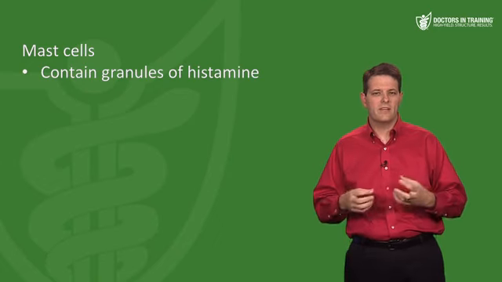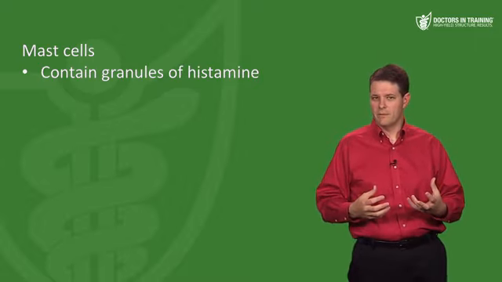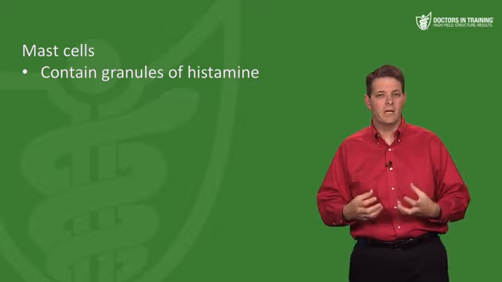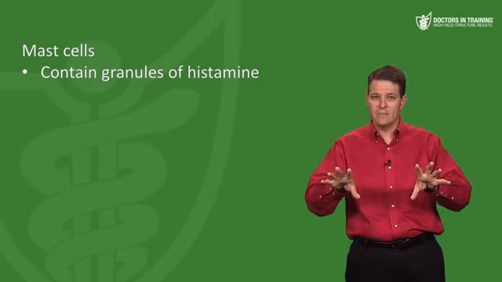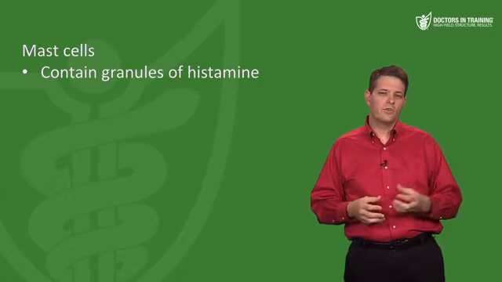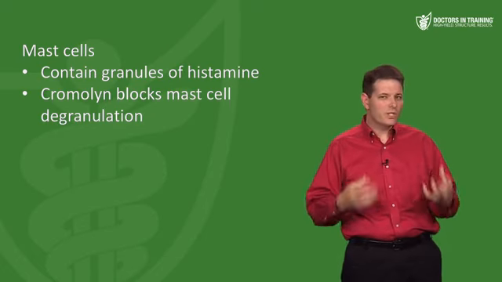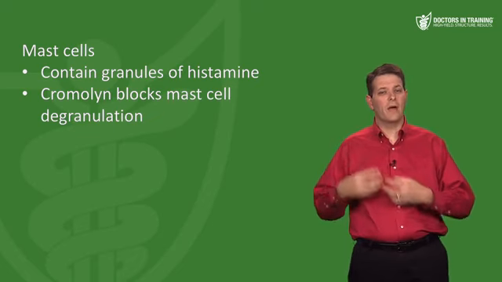Mast cells are a type of granulocyte that mainly reside in mucosal tissues in the skin. Mast cells contain granules of lots of things, but one of the most important things is histamine. And we've mentioned that histamine causes vasodilation and increased vascular permeability and some bronchoconstriction. So when mast cells degranulate and release all that histamine, that's responsible for type 1 hypersensitivity. You may have heard of a drug called cromolyn that blocks mast cell degranulation. Now this drug isn't really used very much, but it can be inhaled by asthma patients, or it can be used as a nasal spray for allergy patients.